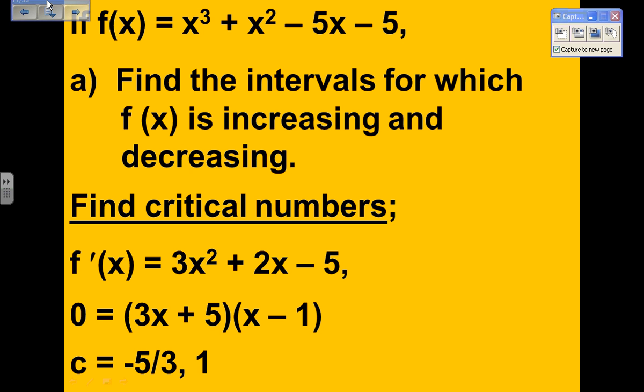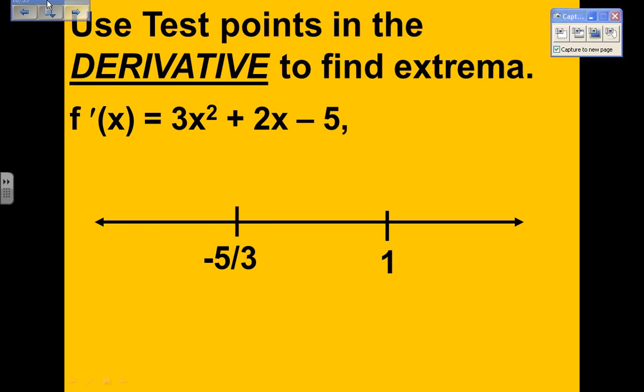Now those go on my number line. So I'm going to check on both sides, or actually all three intervals, for positive and negative. Okay, so I found them. Any questions so far about that? So, if I pick a number on the left side of negative 5/3 and put it into the derivative, what will come out, positive or negative? I'll pick like negative 1,000,000. Yeah, because the square is going to make it positive. That's the dominant degree. So that's going to be positive.